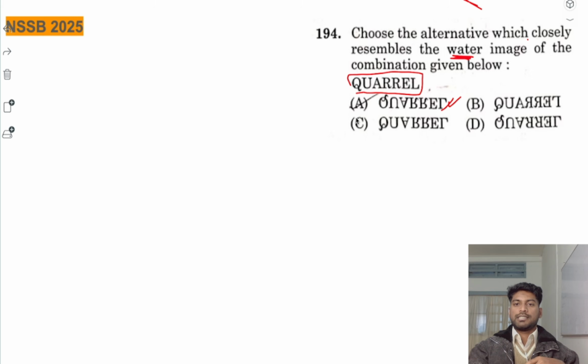Okay. So Q's flip will be this, U's flip is this, A's flip is R. Yes, right. That was also there, but R's flip is not verifying. R's flip is not happening. R will be like this, flipped like this, not like that. It will be like this. Okay, next question. So the answer is option A.